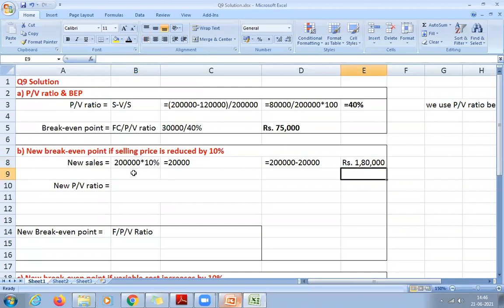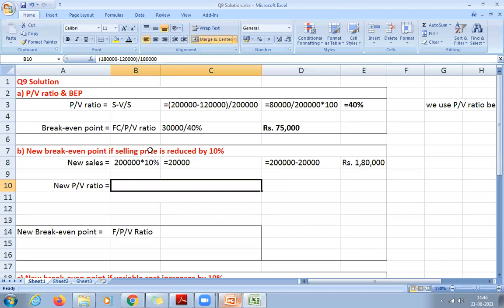You can even calculate it without a calculator. Okay, so now we got the new sales. So let us calculate the new PV ratio, because sales is changing. Calculate the new PV ratio, then apply that PV ratio in the break-even point formula, and you will get the new BEP. Understood? Any doubt?